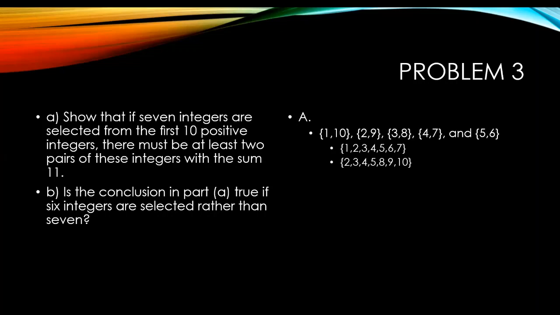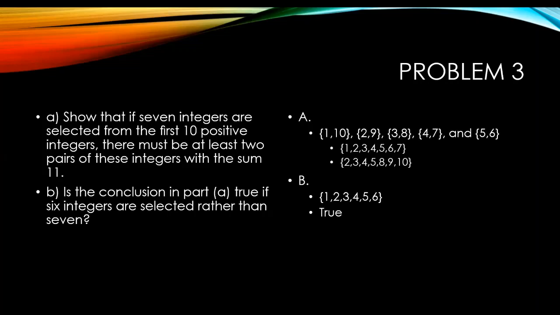So A is correct. How about B? Is the conclusion in part A true if 6 integers are selected rather than 7? Is 6 enough? Is 6 integers enough to say that there is a pair among the 6 with the sum of 11? To answer this, we're going to use the pigeonhole principle. 1, 2, 3, 4, 5, 6. Is there a pair that will add to 11? Yes, 5 and 6. Correct.